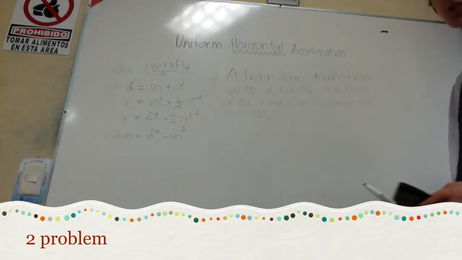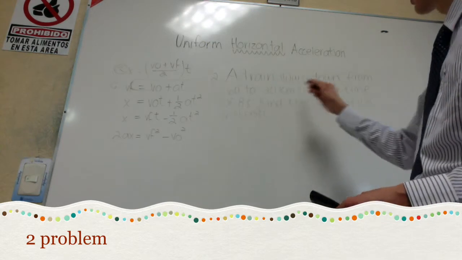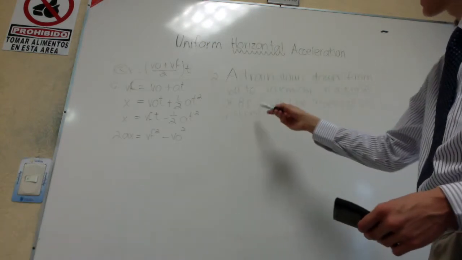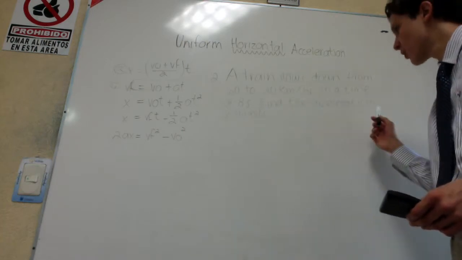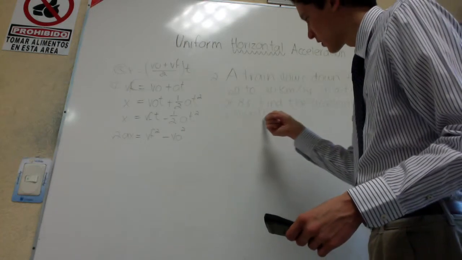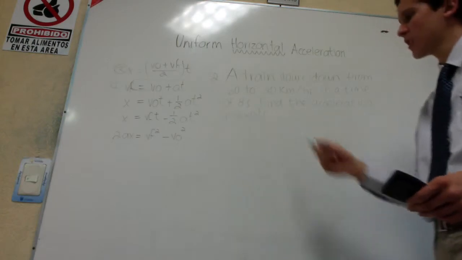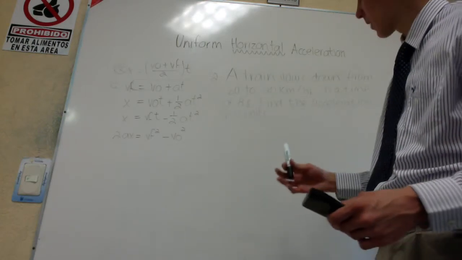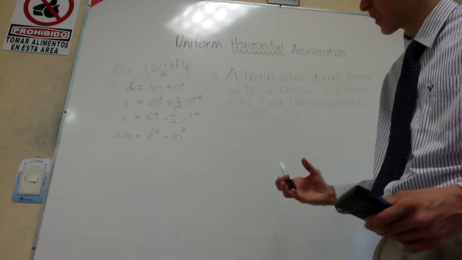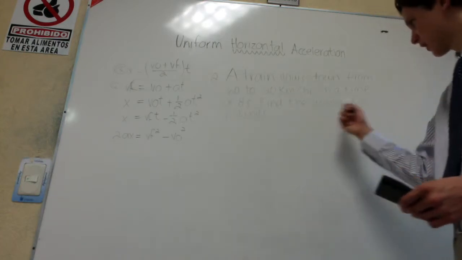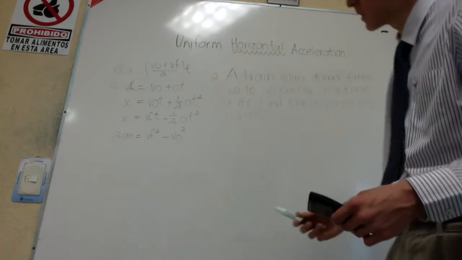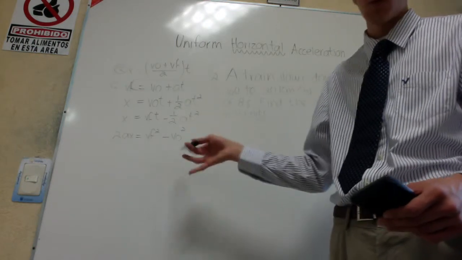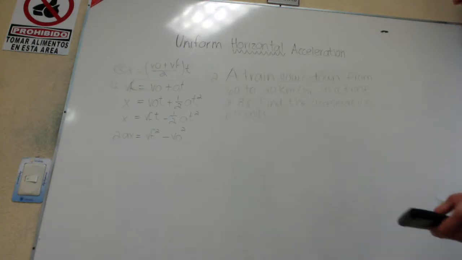The next problem reads as following. A train slows down from 60 to 20 kilometers per hour in a time of 8 seconds. Find the acceleration in SI units. So these problems are a little bit more complex because they aren't asking us for an average acceleration, but rather the exact acceleration in this precise moment. So we are gonna use one of these formulas, or two sometimes, depending on the situation.